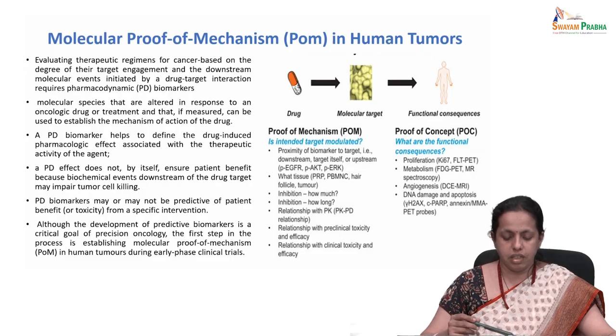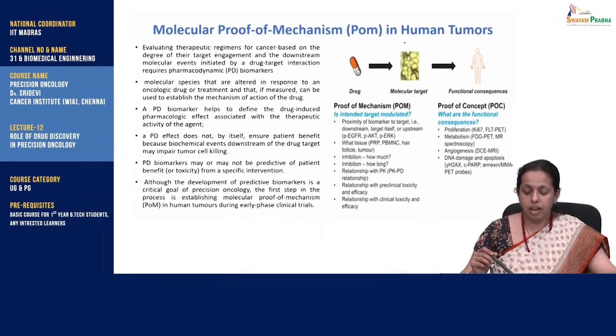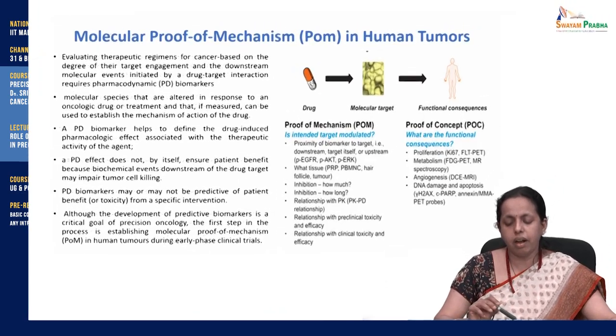efficacy. Here you also have your mouse models, then you develop your proof of concept. What are the functional consequences? Are the tumors still growing? For example, you take the tumor and stain for your Ki67, then your metabolism, then angiogenesis, then DNA damage and apoptosis. You have certain definite endpoints here, where you have your molecular drugs and then your functional consequences.